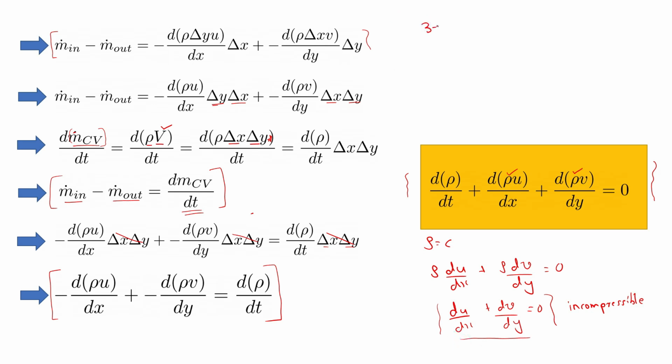And for 3 dimensions, you can extend this equation. For 3 dimensions, the general continuity equation will become d rho by dt plus d by dx of rho u plus d by dy of rho v plus d by dz of rho w. This will be equal to 0. This is the general continuity equation for 3 dimensions. In this case, we are taking another dimension, that is delta z, instead of 1, we are taking delta z.